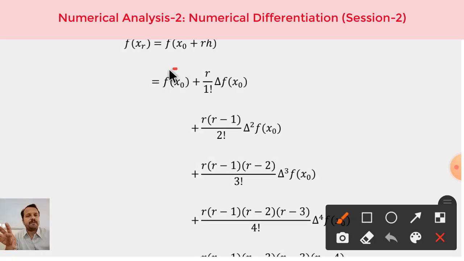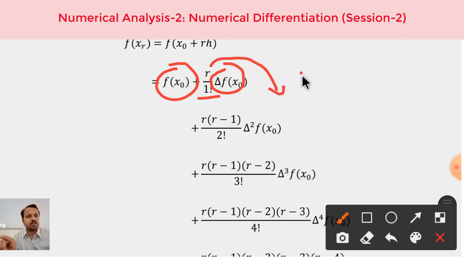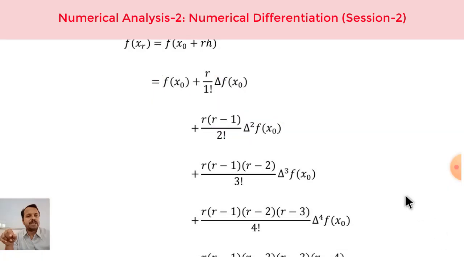So, here f of x naught is a constant number, its derivative is 0. This delta f of x naught divided by 1 factorial is a constant, keep it as it is. Differentiation of r is 1, so only this thing is remaining. Again keep this thing as it is, a constant. Differentiation of this entire quantity, if we differentiate, what happens? That is displayed over here.